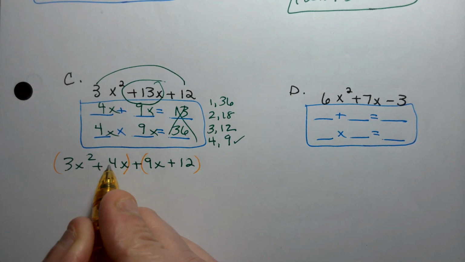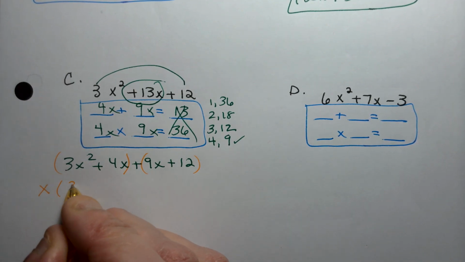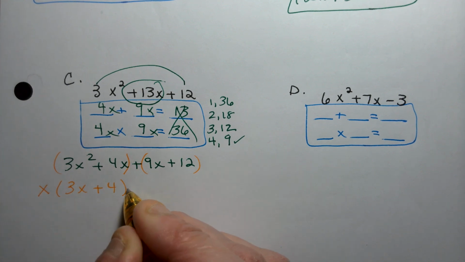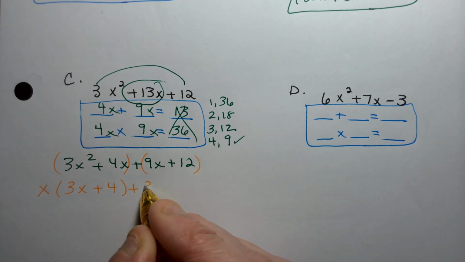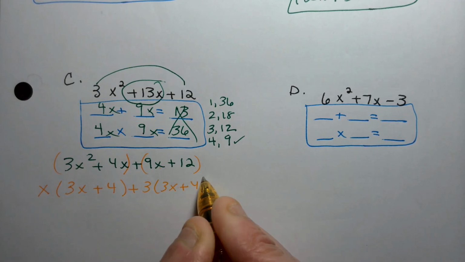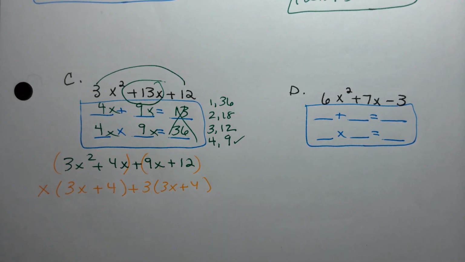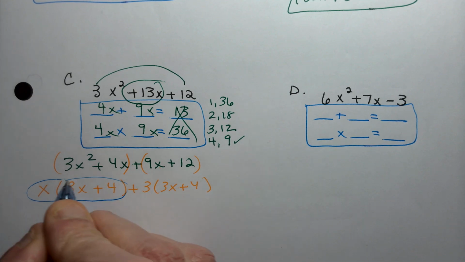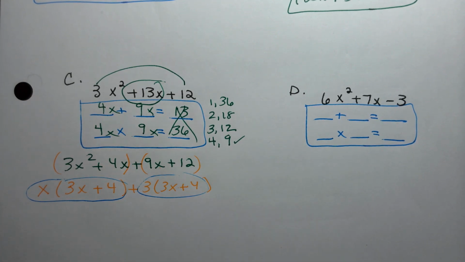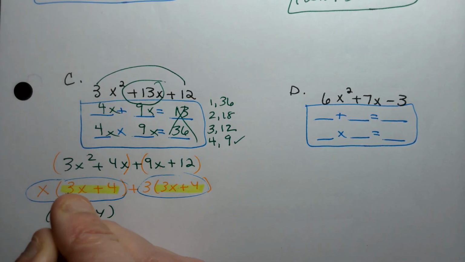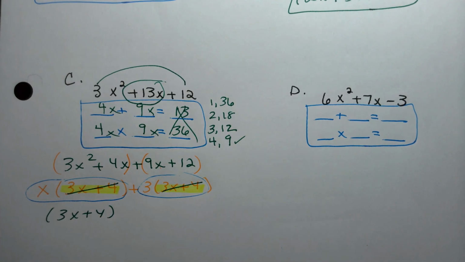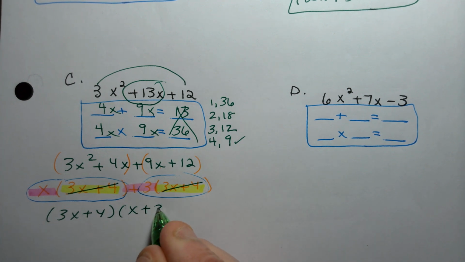I can't take anything out of 3 and 4, but the x's I can take an x out, and we're left with 3x plus 4. Can't take an x out, but I can take a 3 out. 3x plus 4. I see my two big groups here, and I notice that I have a 3x plus 4 and a 3x plus 4. So we are going to take that out front, cross that off. See now what is left, x plus 3, and put that in a parenthesis.